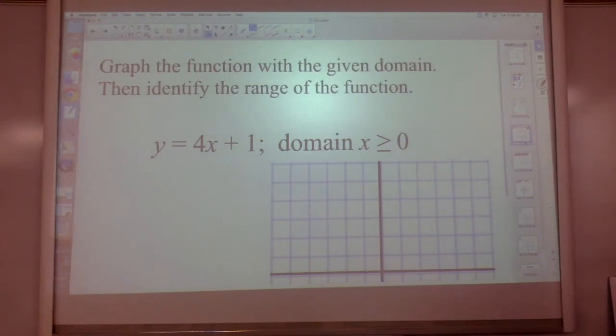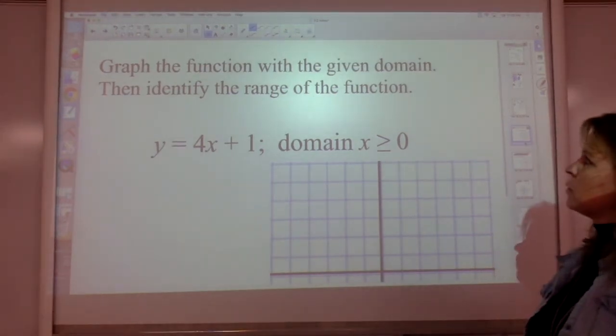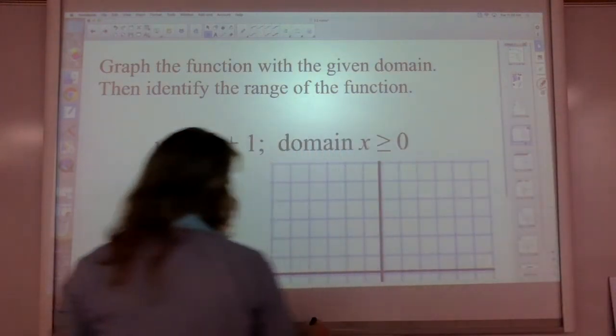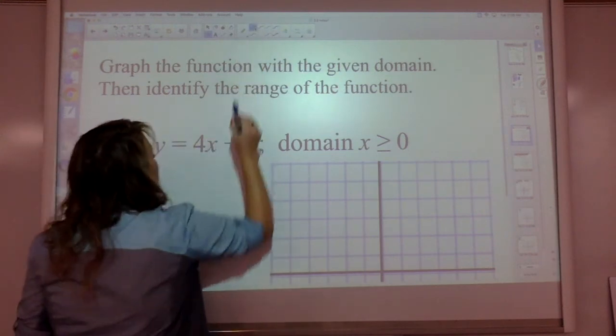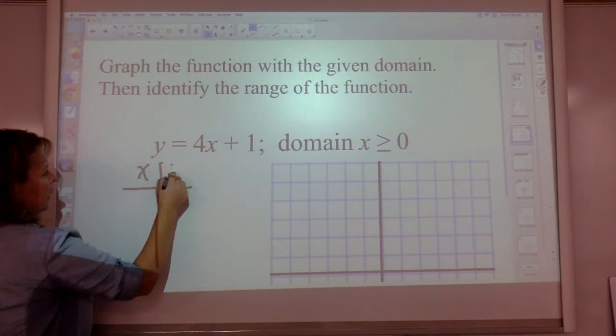Okay, a little bit different this time. They do give us a domain, but not so specific of a domain. Graph the function with a given domain, then identify the range of the function. So luckily for us, it's already set up, y equals 4x plus 1. We're going to make our table here and go x and y.